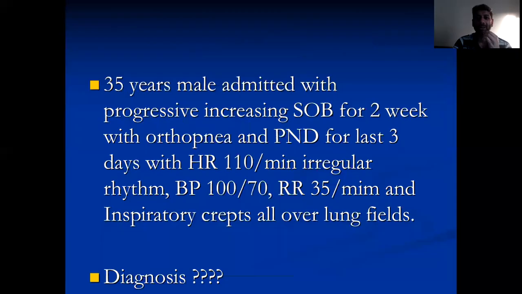Now let's come to our case. A 35-year-old male admitted with progressively increasing shortness of breath for 2 weeks, with orthopnea and PND for the last 3 days, with heart rate 110, irregularly irregular, blood pressure is this, and crepitations all over the chest. So it looks like this patient is coming into the category of heart failure. There is something wrong with the rhythm at the moment that may be an aggravating factor. So you need a complete history of this patient.